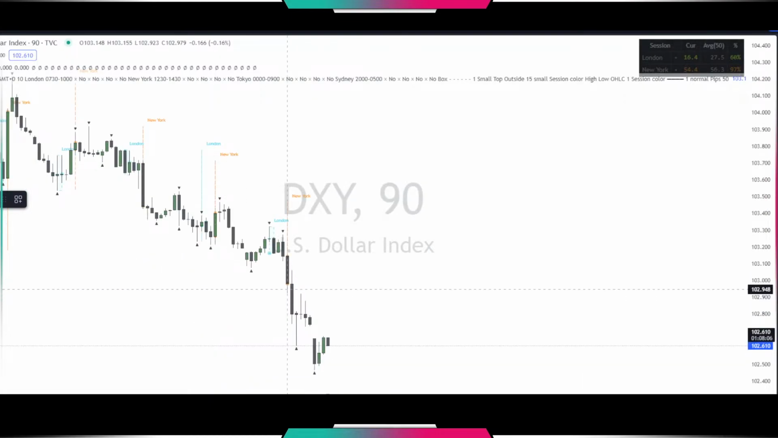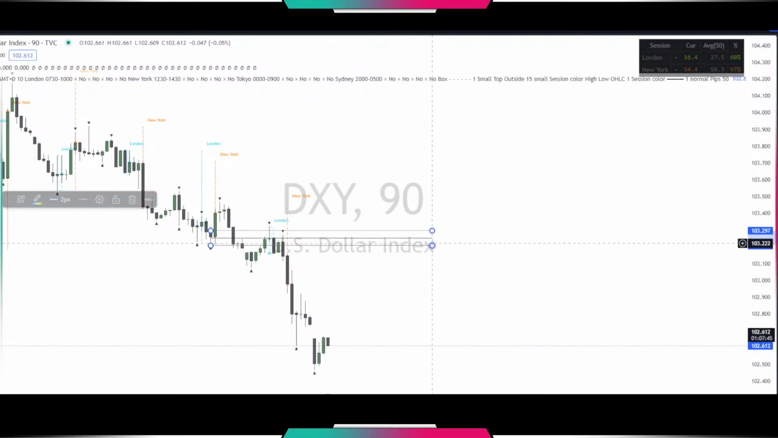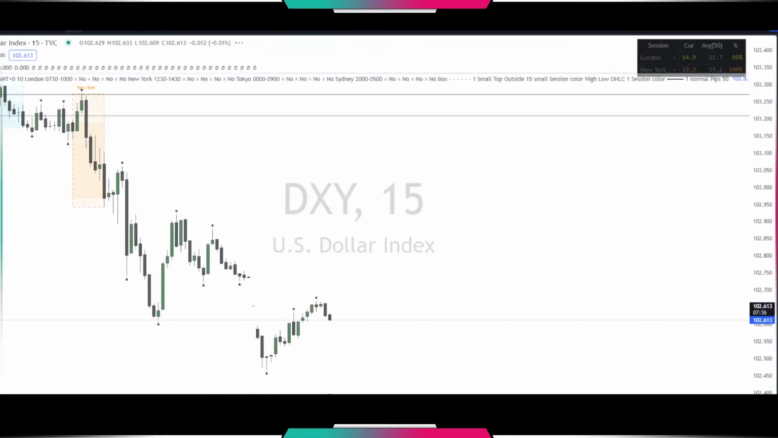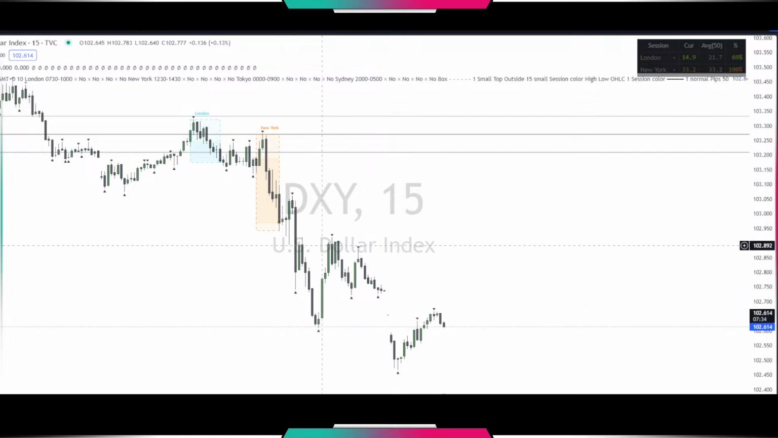On the 90 minutes, here, the price was rejecting the breaker of the CE, right? If we take these two consecutive candles, even if this is one breaker, price was rejecting to close above the CE of the breaker. So that was a bearish sign. I noticed this one, so in the evening I bought the Euro USD.